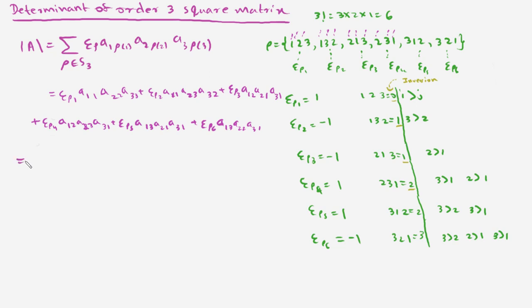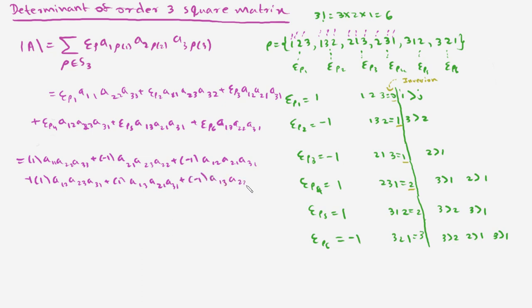Okay, so now we can assign the epsilon values. So this will be 1, A1 1, A2 2, A3 3. This will be minus 1. So A2 1, A2 3, A2 2. Then this will be again minus 1, A1 2, A2 1, A3 1. Then this again A1 2, A2 3, A3 1. Again A1 3, A2 1, A3 1. And again minus 1, A1 3, A2 2, A3 1.